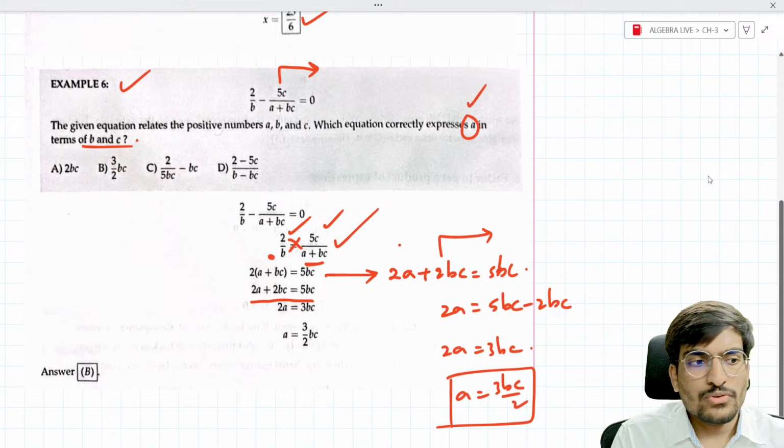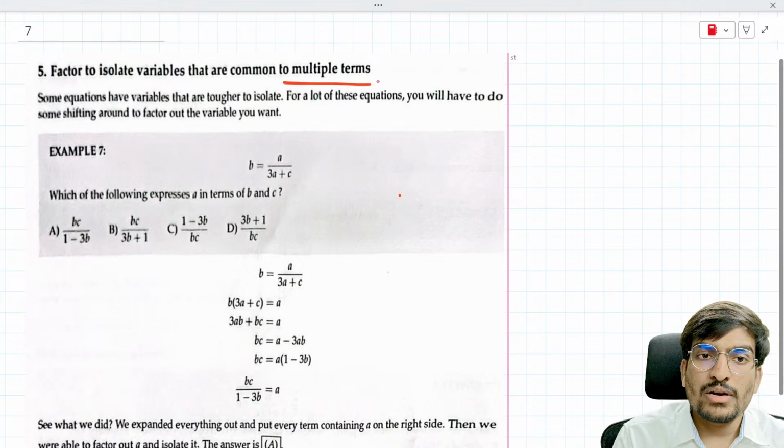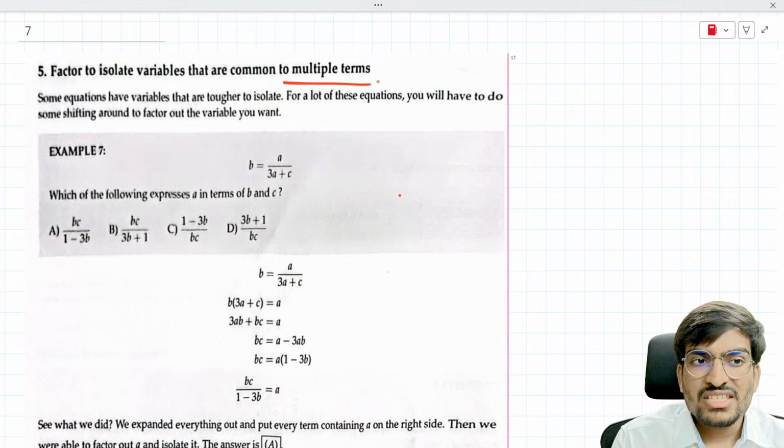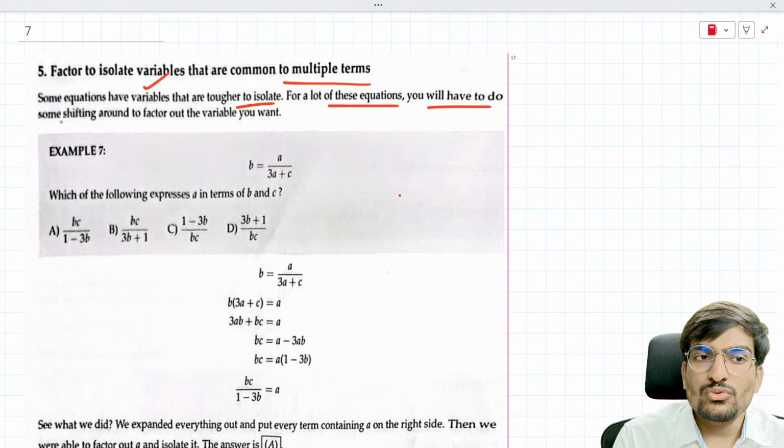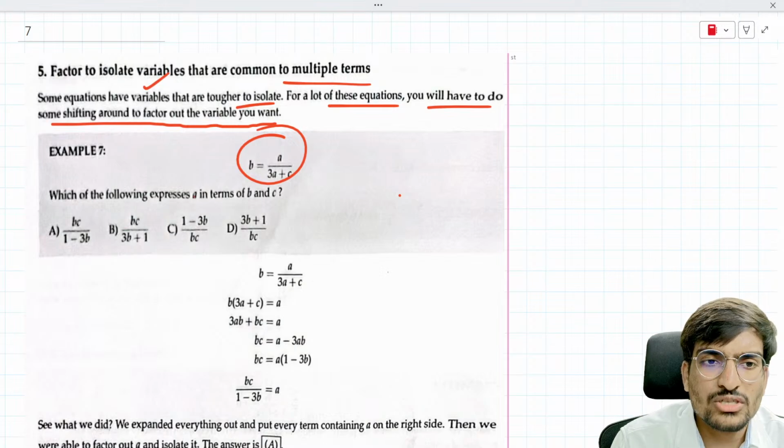Now let's go for the next one. Factor to isolate variables that are common to multiple terms. Some equations have variables that are tougher to isolate. For a lot of these questions, you will have to do some shifting around to factor out the variables you want. Just here you have something and you just want to find the value of A.